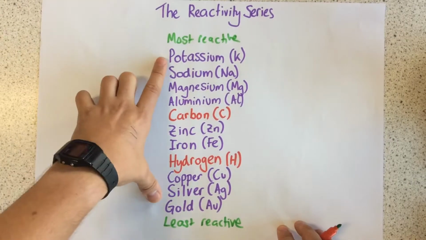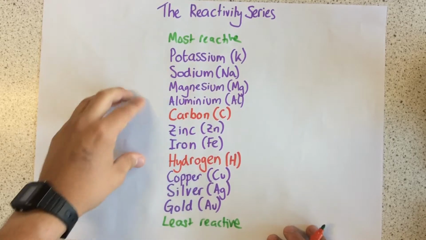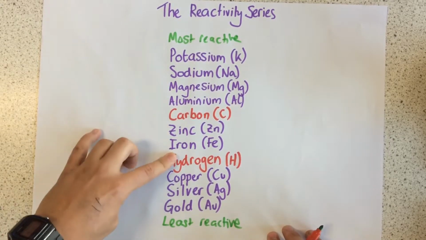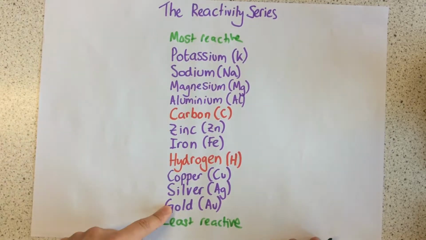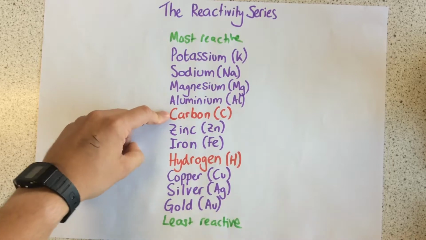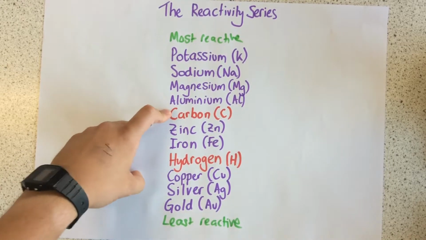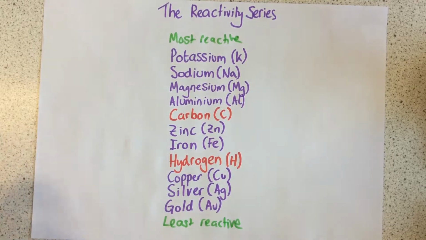Now, you don't need to learn the Reactivity Series, you just need to be able to apply knowledge about it. The reason why I've done carbon and hydrogen in a different colour is that these are non-metals. All of the rest on here are metals. It's just important to know these because carbon comes in when we think about reduction with carbon, and hydrogen we need to know when it comes to reactions with acids.